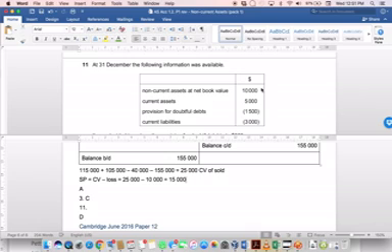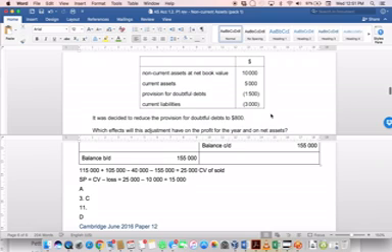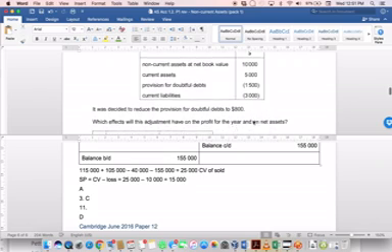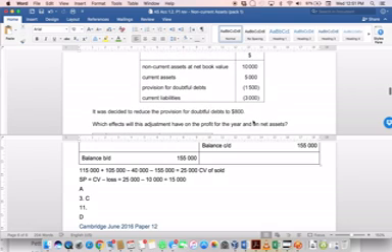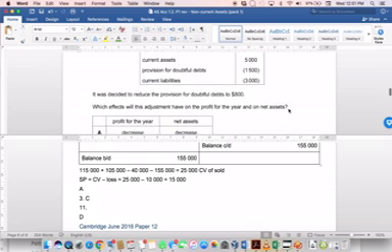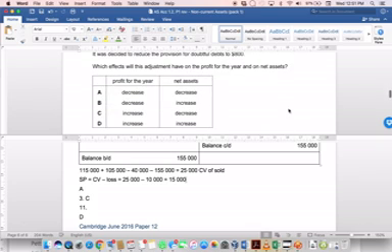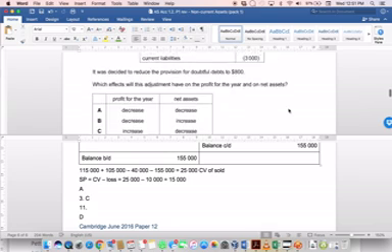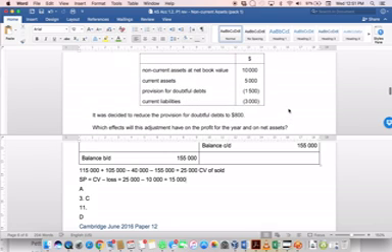At 31st of December, the following information was available. I'm given my non-current assets at book value, my current assets, provision for doubtful debts and current liabilities. It was decided to reduce the provision for doubtful debts to that amount, and which effects will this adjustment have on the profit for the year and on net assets? Now, although they don't want specific figures given, it is still important to work out what we're going to do.